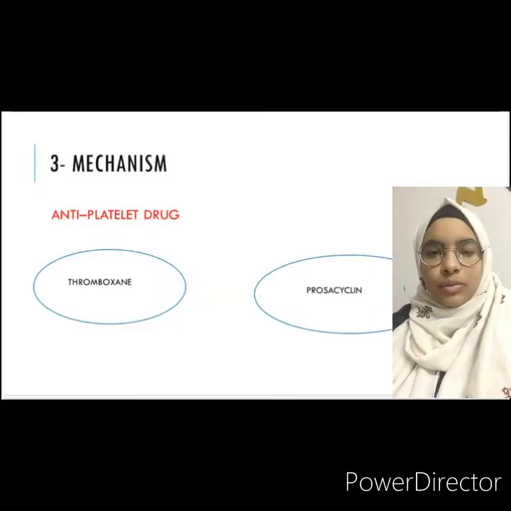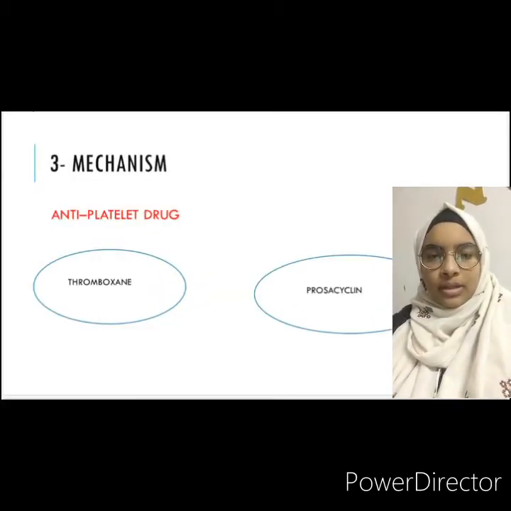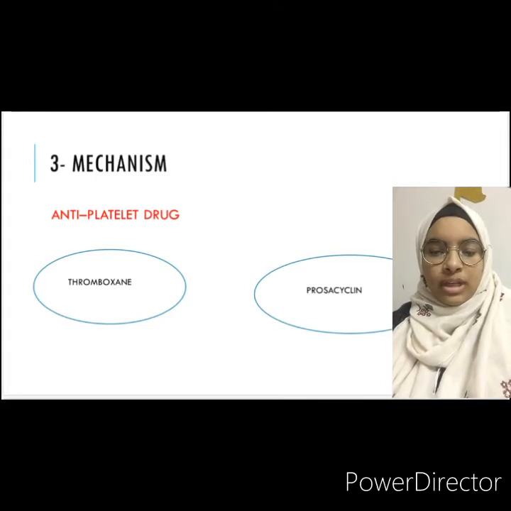The main mechanism of aspirin inside the body is to limit the production of a chemical substance called prostaglandins and balance between thromboxane, which promotes platelet aggregation, and prostacyclin, which inhibits platelet aggregation. That's why aspirin is used as an antiplatelet agent.